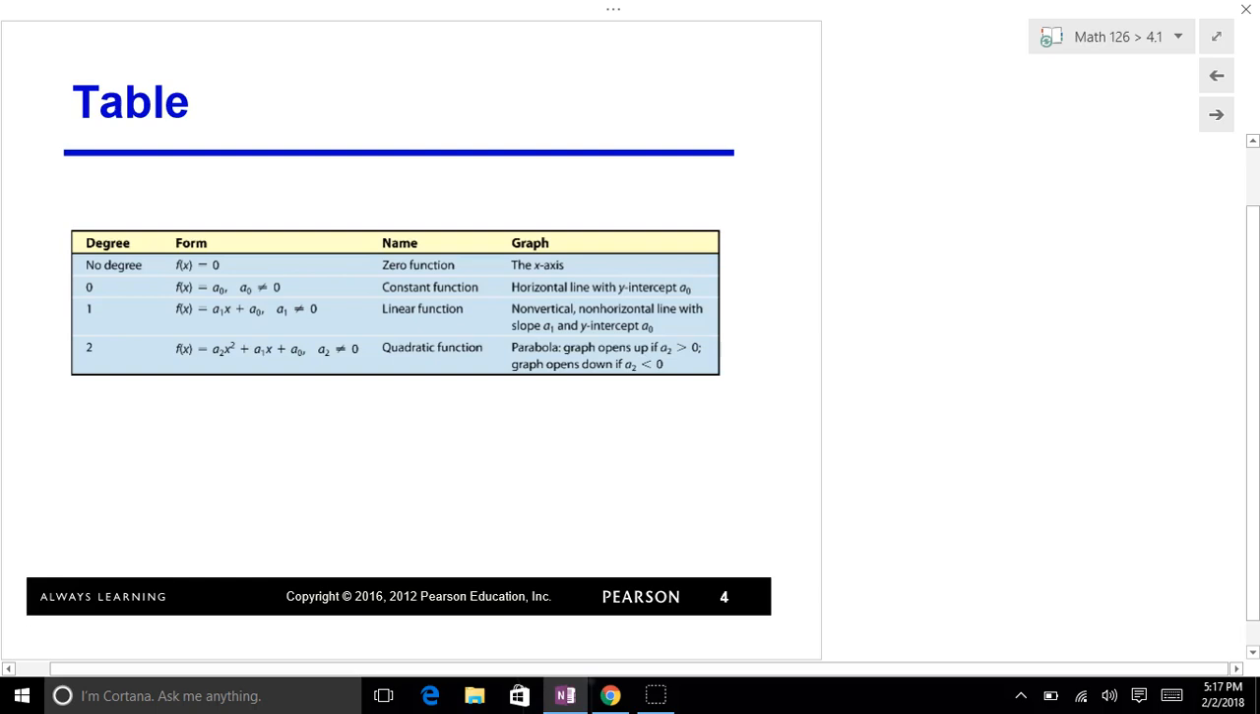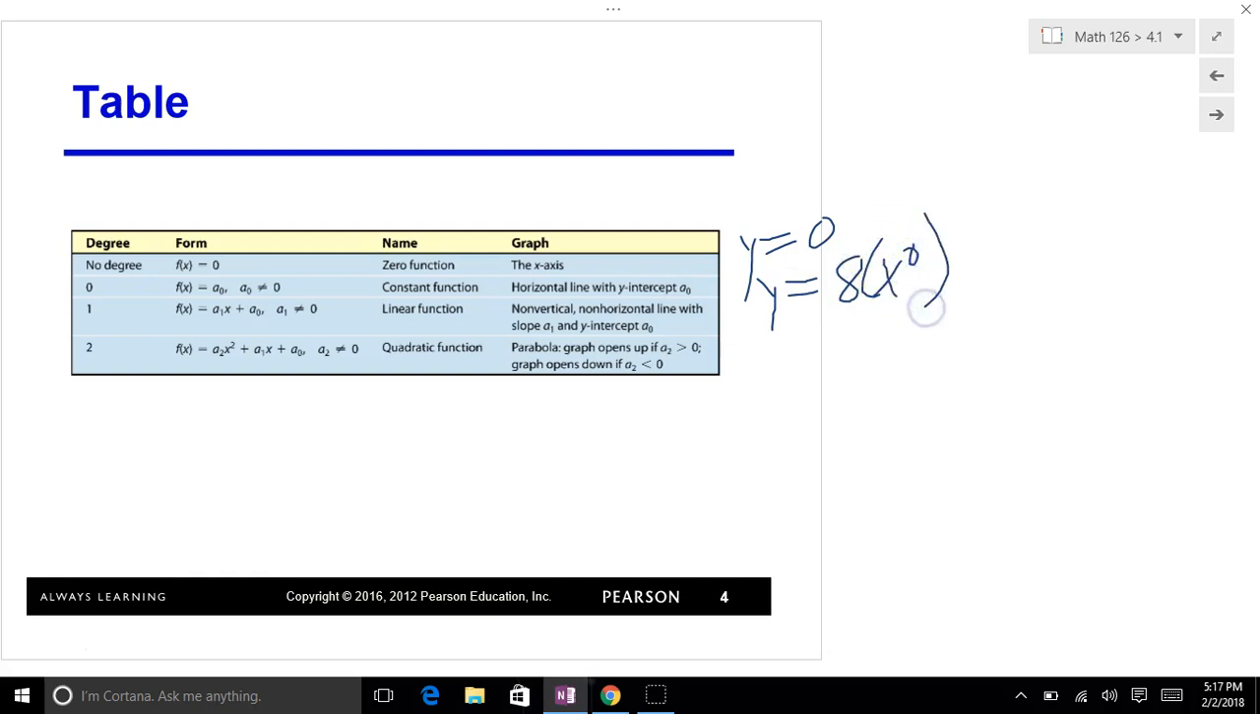These are just showing you some examples and some specific famous, if you will, polynomial functions. So y equals 0 is the 0 function. You got the constant function, that's a 0 degree, so that's like that y equals 8. Again, they don't write the x to the 0 on that. That's just 8 times 1. That's a constant function.